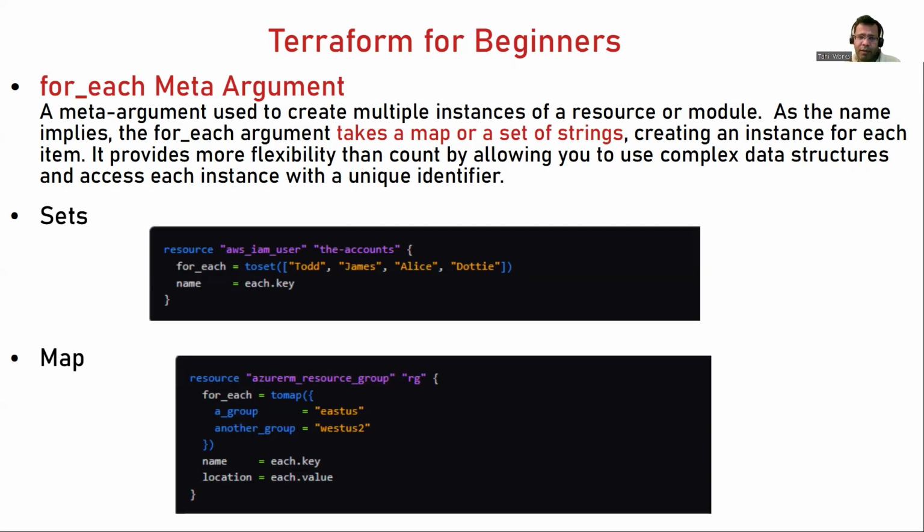So without much further delay, let's get into a theoretical knowledge of what makes for_each different than count, and we will also see a demo of it.